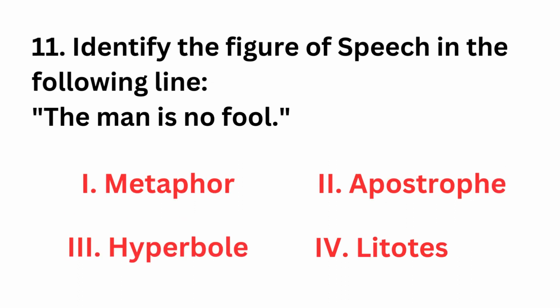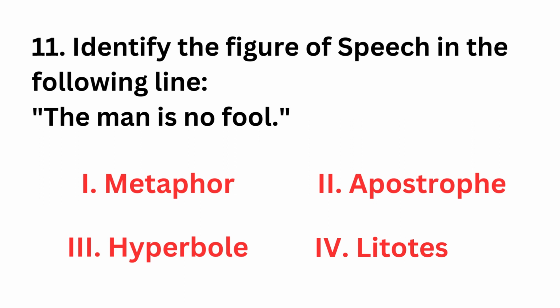Next one, identify the figure of speech in the following line: the man is no fool. Here's the option: metaphor, apostrophe, hyperbole, and litotes. So we have already talked about metaphor, apostrophe, hyperbole, and now it is left only litotes. Let me tell you, in litotes we give a negative statement in order to put a positive sense. A strong positive statement means we are speaking a negative statement and we want to emphasize that. That's why we are making it negative. So here's an example: the man is no fool stands for, the man is wise enough, right? So here the used figure of speech is litotes.